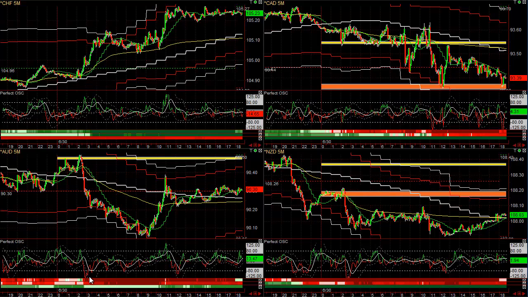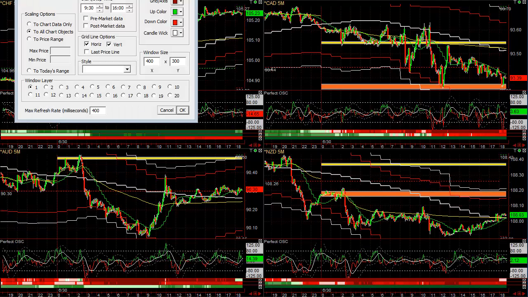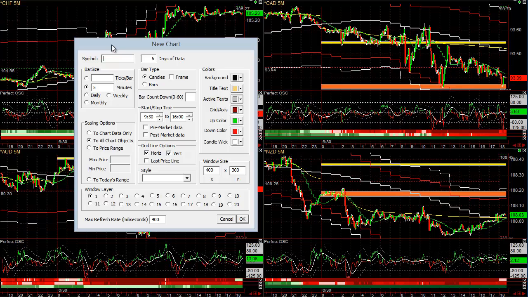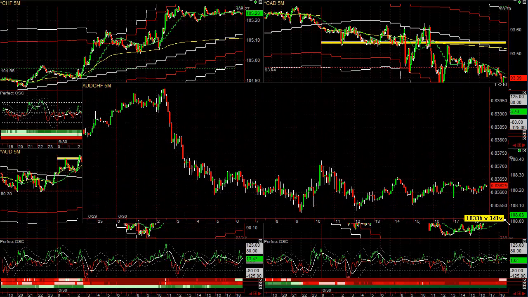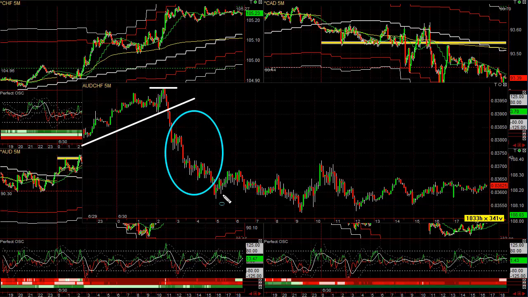And if you look at 2 o'clock, or a little bit after 2 o'clock, the Australian and New Zealand are weak, you can sell the Aussie Swiss at that time, because one's strong and one's weak, and you have a nice little trend line break right here, and your risk versus your reward is very favorable to you.